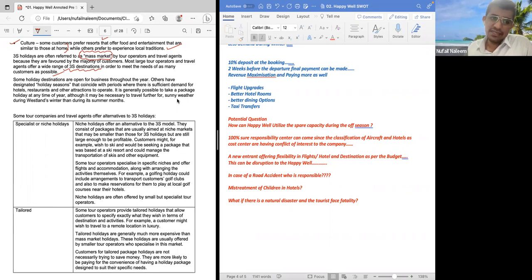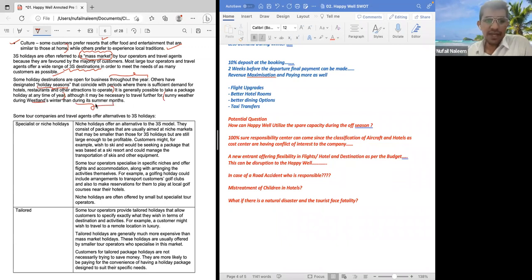Some holiday destinations are open for business throughout the year, so they have that package also. Others have designated holiday seasons also. They coincide with periods where there is sufficient demand for hotels, restaurants, and other attractions to operate. It's generally possible to take a package holiday at any time of the year, although it may be necessary to travel further for sunny weather during the Western winter than during the summer months.